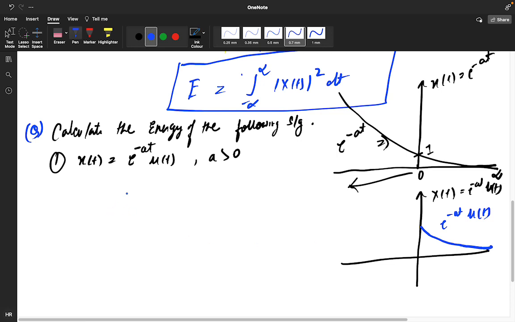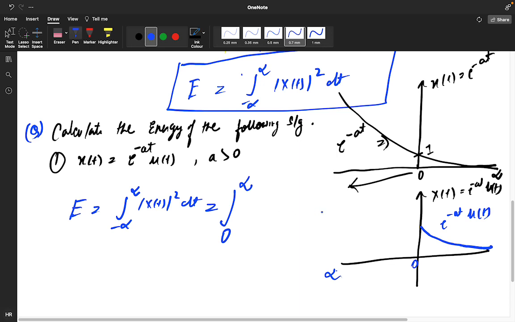Okay. So what is the formula for energy of a signal? Energy is the integral from minus infinite to infinite of mod x of t the whole square into dt. But the graph is e power minus at u of t, so we don't have to bother about the negative part, because that part is 0. From minus infinite to 0, the function value is 0. So it's starting from 0 to infinite.